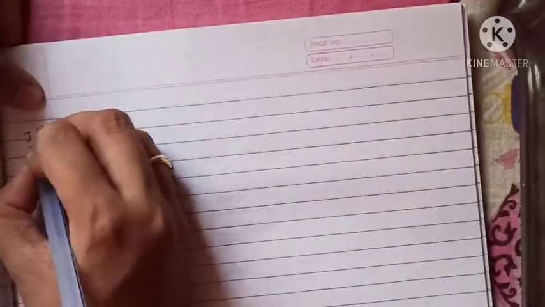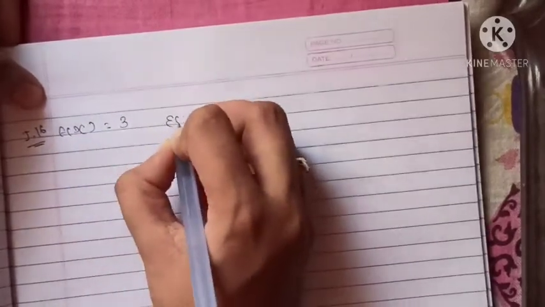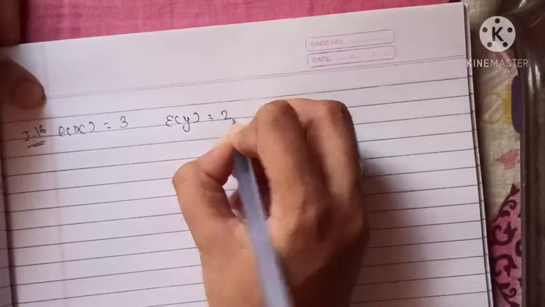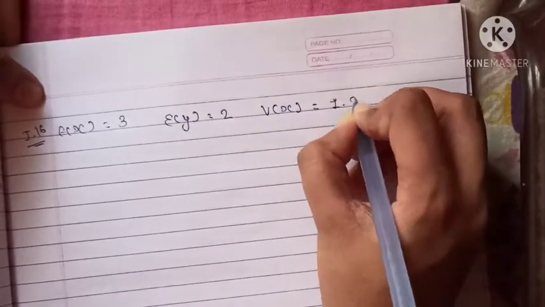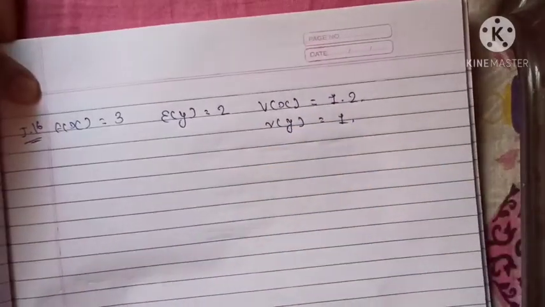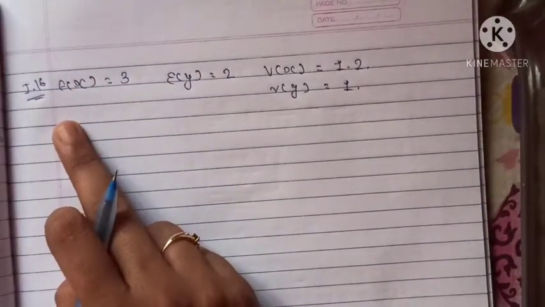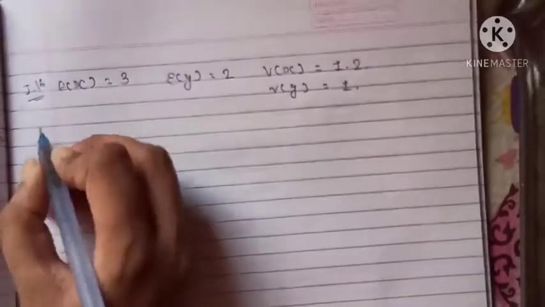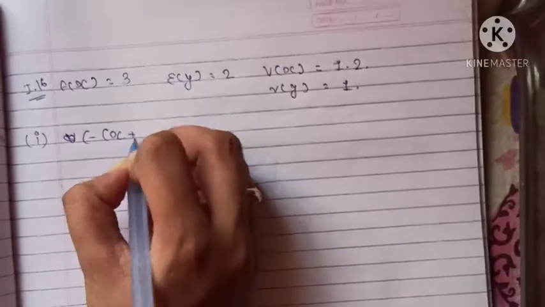So what is given in this illustration 16? E(x) is equal to 3, E(y) is equal to 2, V(x) is equal to 1.2 and V(y) is equal to 1. And x and y both are independent variables, right? So we have to calculate the value of E(x+y).